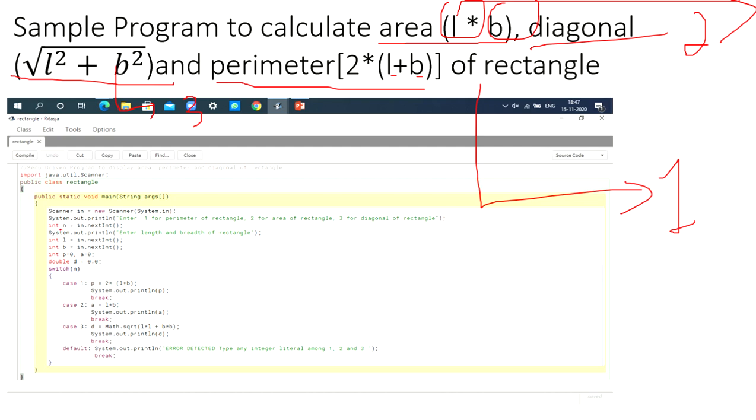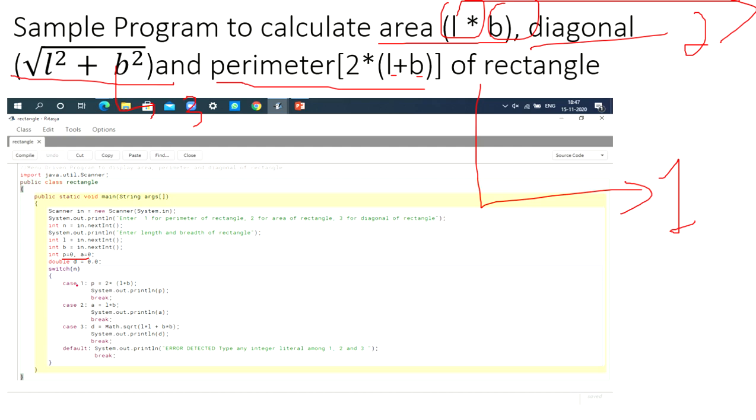Okay, so after the user enters the choice, I will tell them to enter the length and breadth of the rectangle. We input it using L and B. After that we will take P and A as zeros. Perimeter and area are results of equations, so I initialized them with 0. You can also take double if you want, but usually from the formula it is like this.